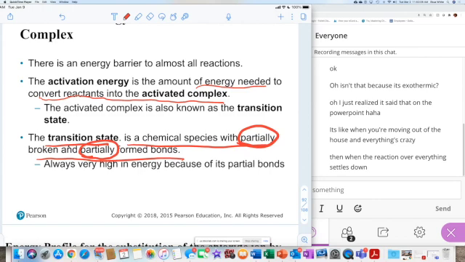Now, in this class, we introduce the concept of partially broken bonds and partially formed bonds. For a chemical reaction to take place, bonds must break and bonds must form. So in that instant, that snapshot where bonds are breaking and bonds are forming, you are essentially at the transition state, and that tends to be the state that has the highest energy. Okay, it's always very high in energy because it has partial bonds. So there's so much chaos.